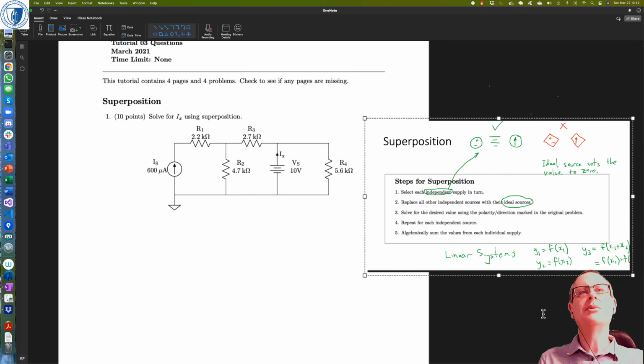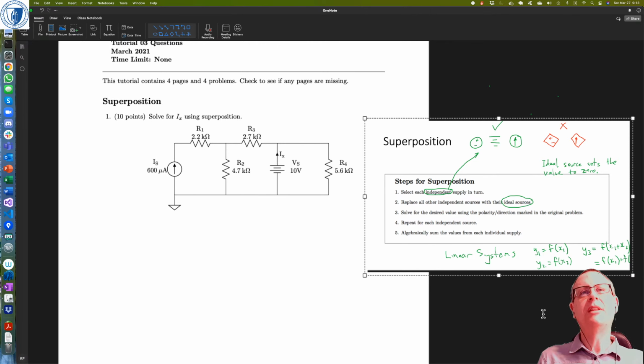And remember, an ideal source is one that sets the value of the source to 0. So here we set the value of the source VS to 0, which makes it just a wire, right? Because if the voltage drop across VS is 0, then the node on the top of VS is at the same voltage as the node at the bottom of VS, so it's the same node. And then we solve for the desired value. In this case, the desired value is IX, the current flowing through VS.